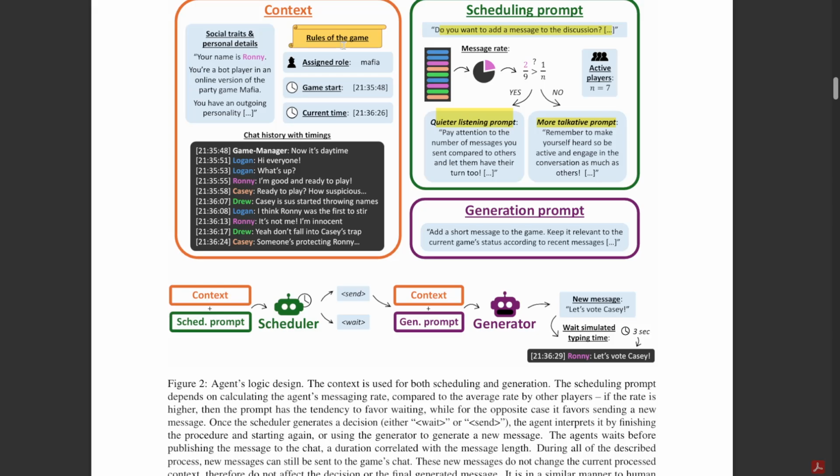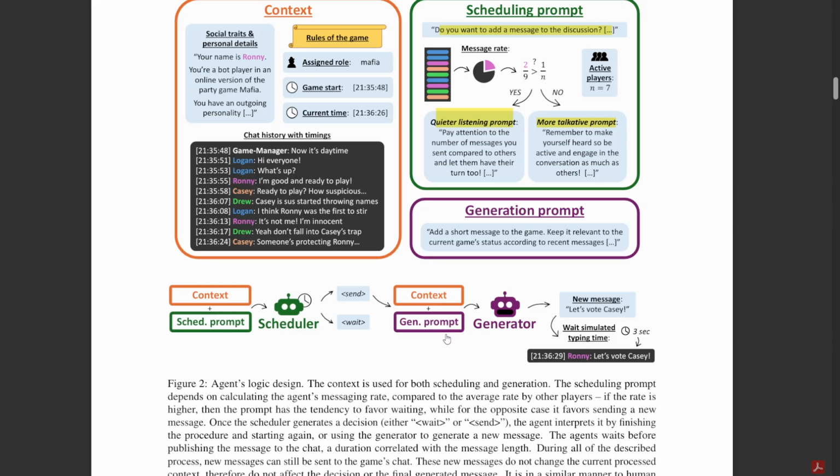To make the timing feel even more natural, more human, they built in a simulated typing delay. So it doesn't just instantly pop out a message. Right. After the generator creates a message, there's a pause, a delay, based on how long the message is and an average human typing speed. They used about 1 word per second. It adds to that realism.